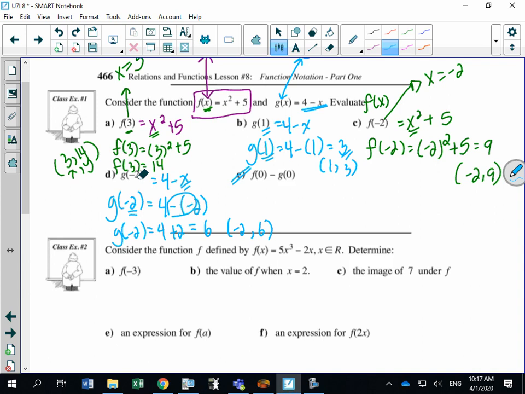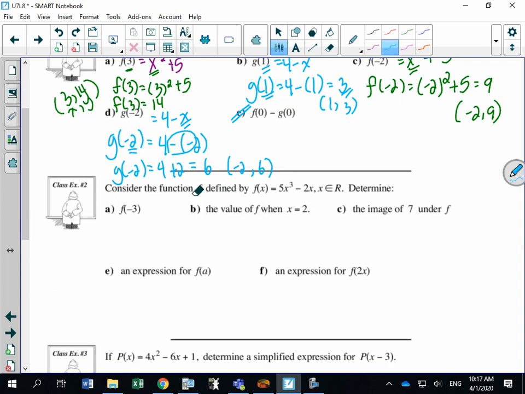Okay, class example 2. Consider the function f defined by f of x is equal to 5x cubed minus 2x, and then they say, comma, x belongs to the set of real numbers. So don't really worry about this right now. That's just going to be when we write function notation in domain and range. We'll talk about that later. So again, this is just a fancy way of saying y is equal to 5x cubed minus 2x.